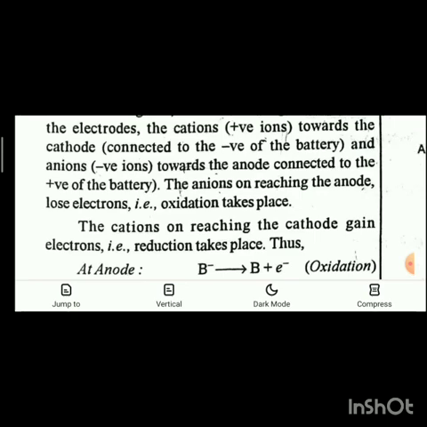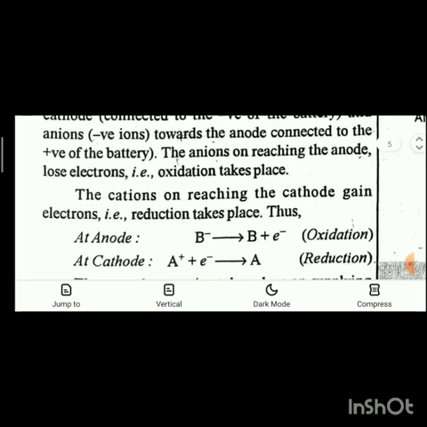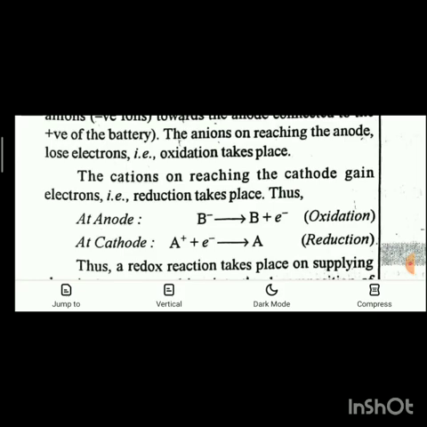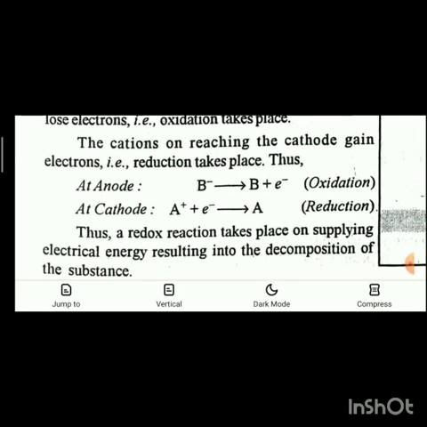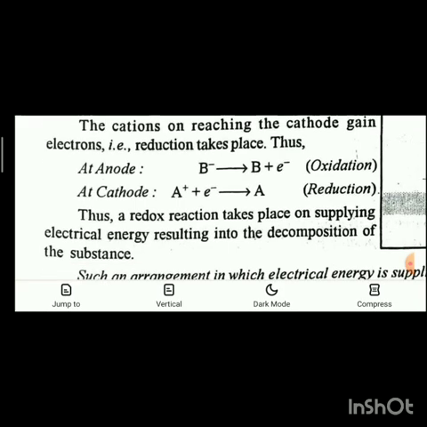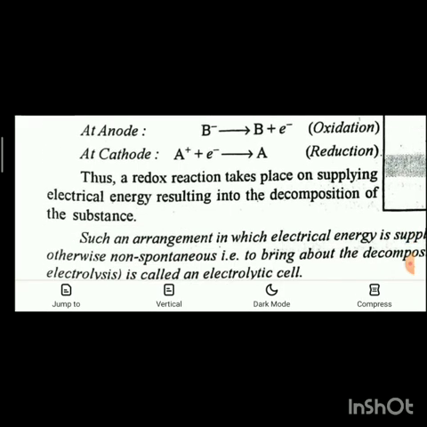The anions on reaching the anode lose electrons, oxidation takes place. The cations on reaching the cathode gain electrons, reduction takes place. At anode, B- gives B plus electron, oxidation. At cathode, A+ plus electron gives A, reduction. Thus a redox reaction takes place on supplying electrical energy, resulting in the decomposition of the substance.